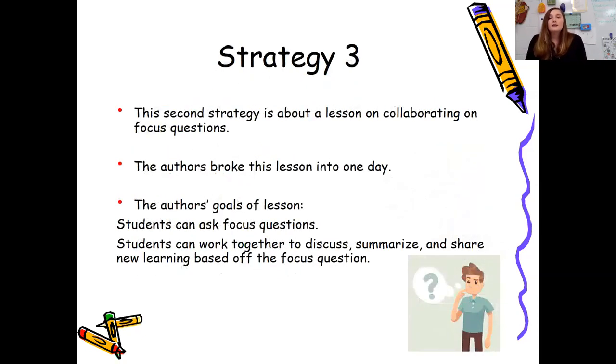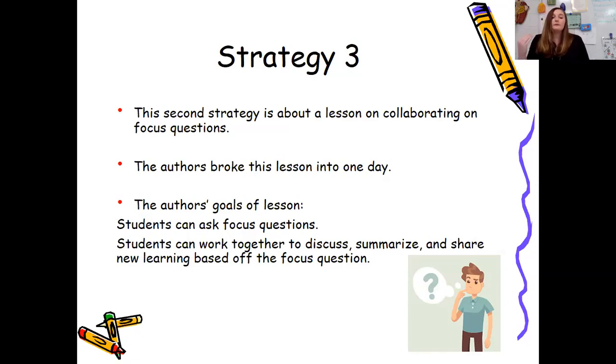Okay, so we're on strategy 3, which is the 3rd lesson in the story. This focuses on collaborating on focus questions, which is something that I feel like our students really need more of, or at least in my classroom. And this lesson is only 1 day, and here are the goals for the lesson.